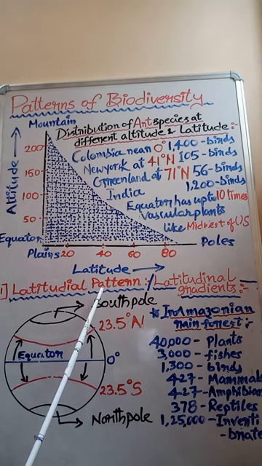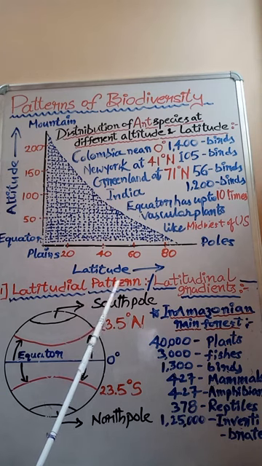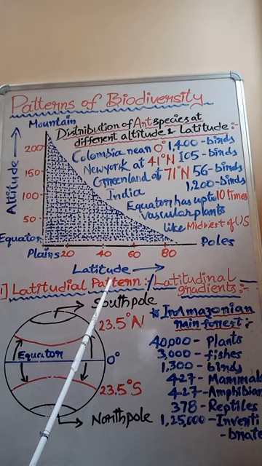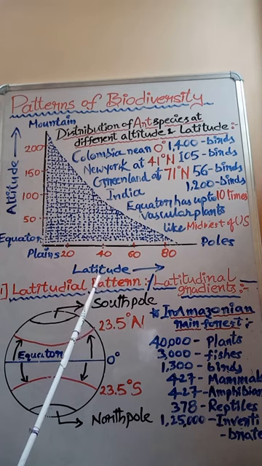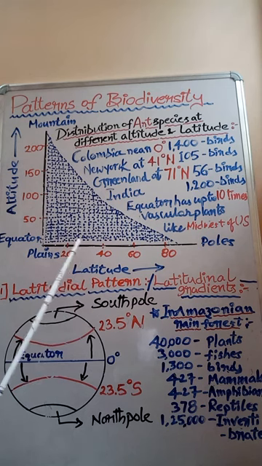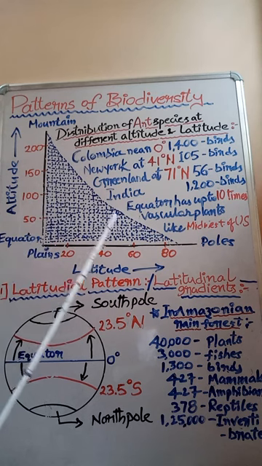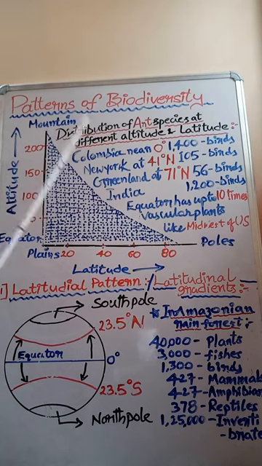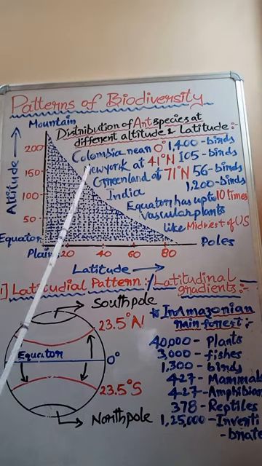Before going to discuss the second pattern, the species area relationship, just for 2 minutes let's have a recap based on today's class. Students, the most important point we have to understand is that the distribution of organisms or species is not uniform throughout the earth. This point must be clear to everybody.